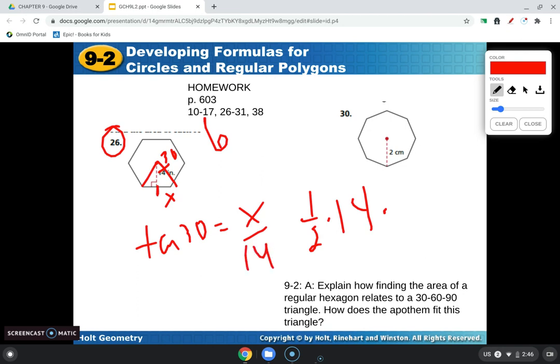This time I'm going to multiply 14 times tan 30, which gives me 8.08 from here to here. But I want to multiply that by 2, which means my side length would be 16.16. Then I have 6 of those, so take that times 6 to get my perimeter, which comes out to be right around 97. So half times 14 times 97 gives 679 inches squared.